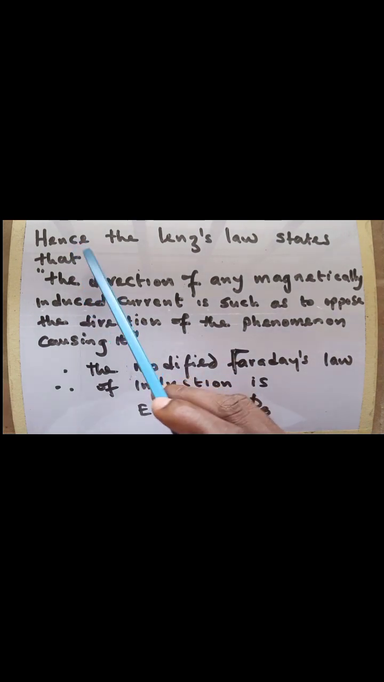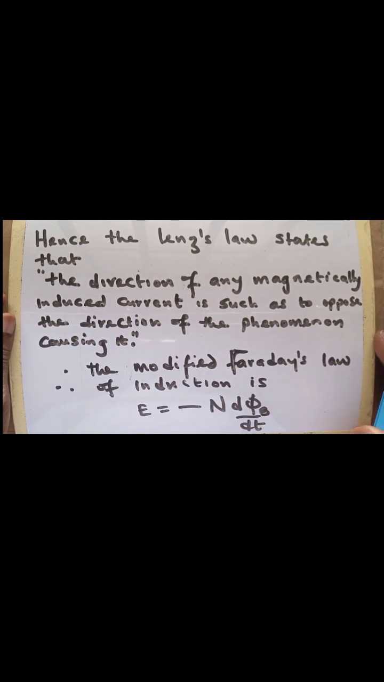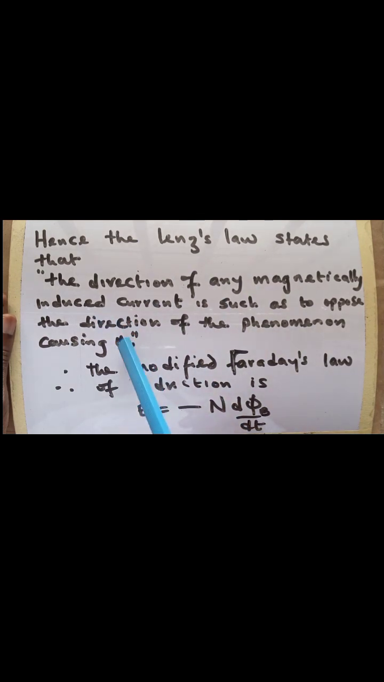So, hence, Lenz's law states that the direction of any magnetically induced current is such as to oppose the phenomenon causing it. So, the modified Faraday's law of induction is now E equal to minus N dΦB/dt, where this negative sign is introduced by Lenz to let us know that this induced EMF will always oppose what is causing it.